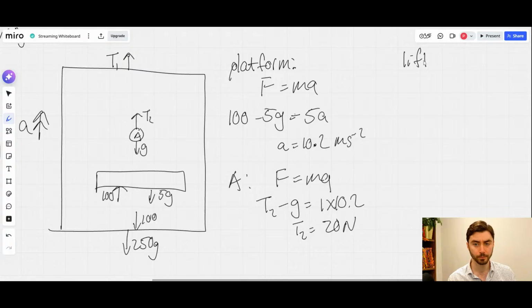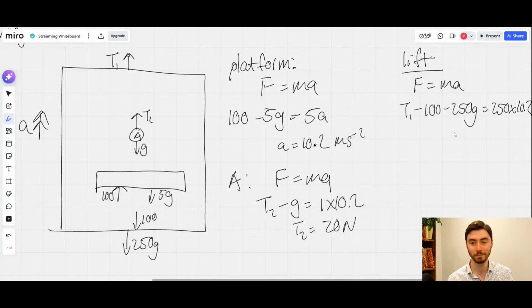So let's look at the lift. The lift, again, the resultant force is mass times acceleration. You're going to get sick of it. But again, we've got T1 acting up, the tension we're trying to find, minus 100 minus 250g is going to be equal to 250 times the 10.2. So let me calculate. 100 plus 250 times the 9.8 is 2,550. And that is 250 times 10.2, which is 2,550. So therefore, the tension here pulling the entire elevator up must be 5,100 newtons.